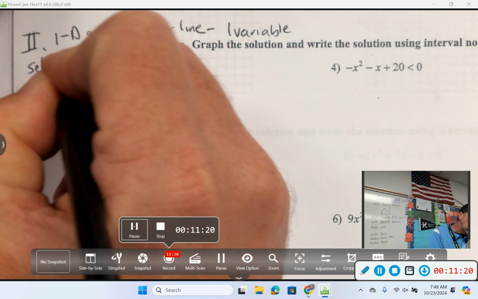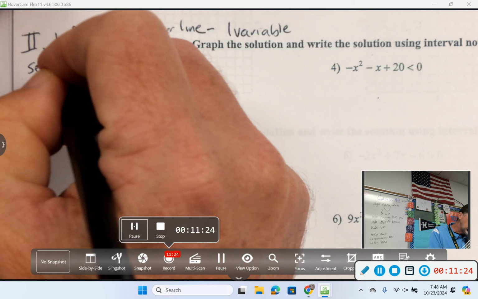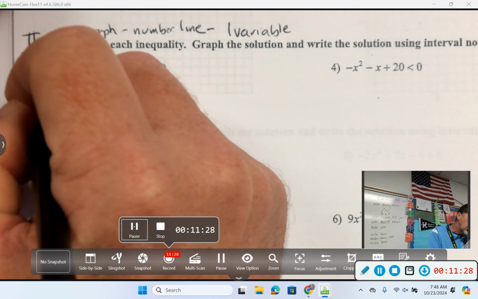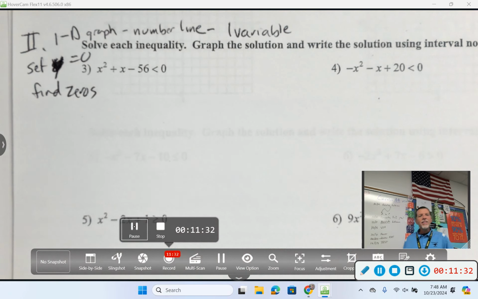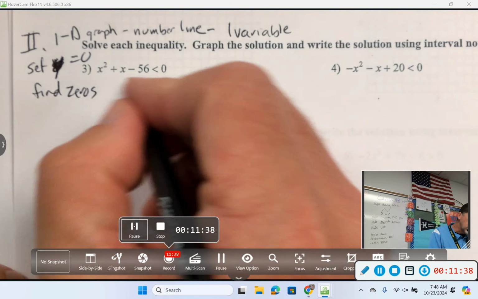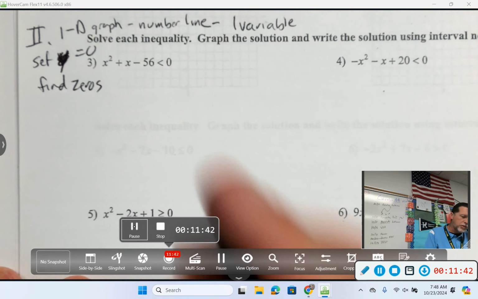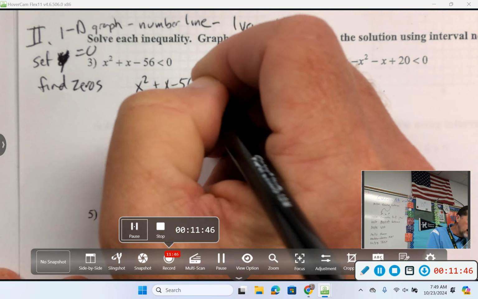Here's the steps for this one. Set, well, there's not a y. Set equal to 0, just phrase it that way. So we'll find the zeros. That's just solving. So that's pretty easy. You know what? Let's work number 3 as we do the steps here. So we'll set it equal to 0.